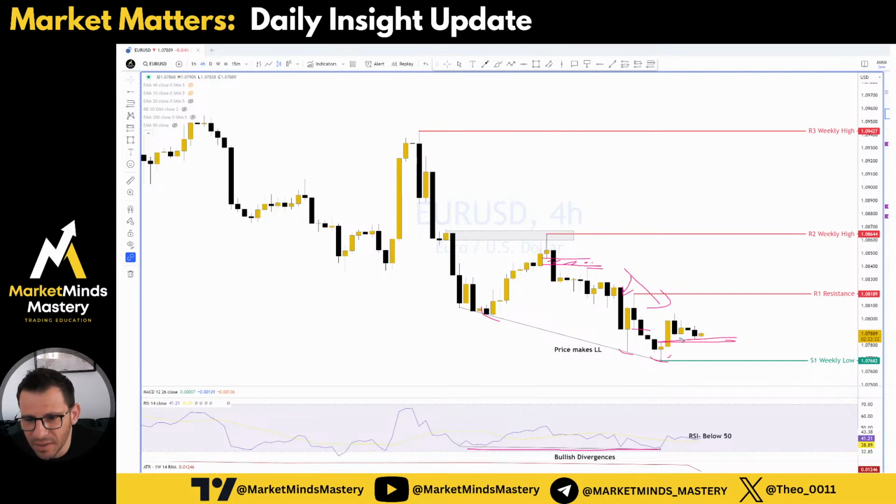This one here, it's not this bullish. It's not something that I will be looking to take long positions on. So either price breaks under and closes under the S1 weekly low, or moves above the R1 resistance, then I will be looking to take some trades.